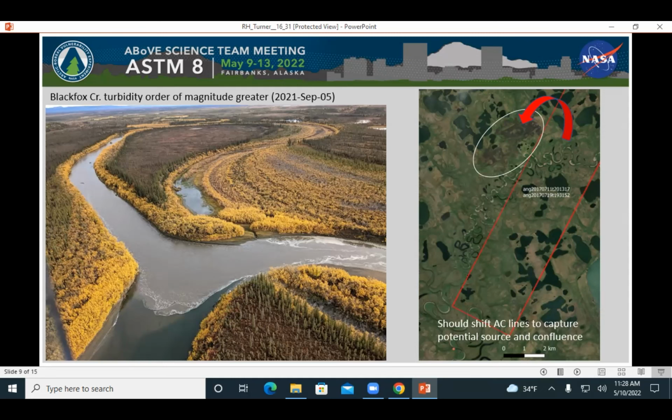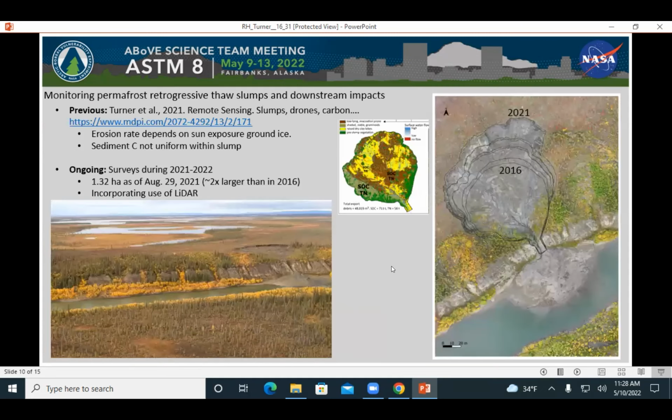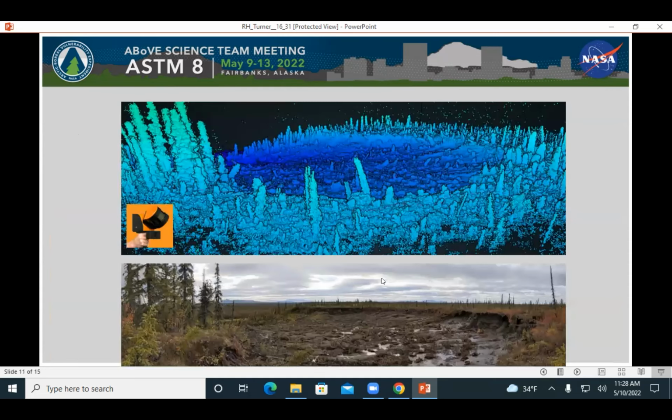And if anyone's interested, we're using this now for some of our surveys of these types of features. You can go to the next one. And you can get data like this. This is a point cloud just from me walking around for about 15 to 20 minutes around the slump. And so we can use that to identify the volume of these types of features. And it's kind of a neat toy.